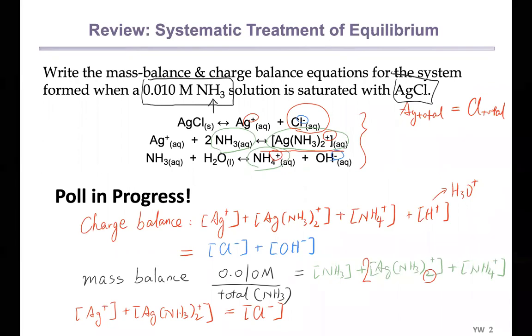Yes, Professor. Do you also need a 2 in front of the silver? This one? No, we don't, because we only have 1 silver here, right? So every 1 mole of the complex ion only contributes 1 mole of silver. Okay, thank you. Yeah, no problem.